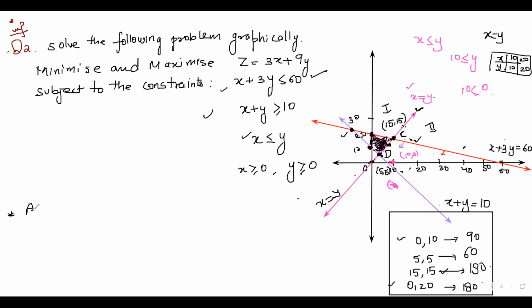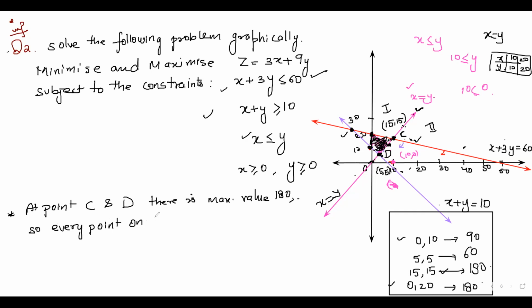At points C and D there is maximum value 180. So every point on line segment CD gives the same maximum value.